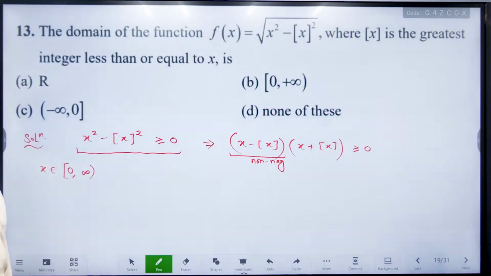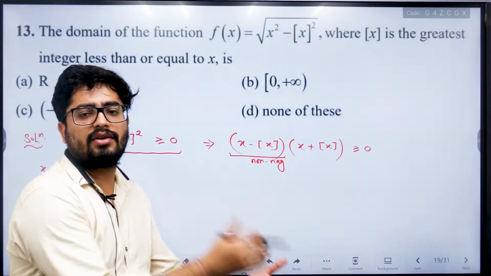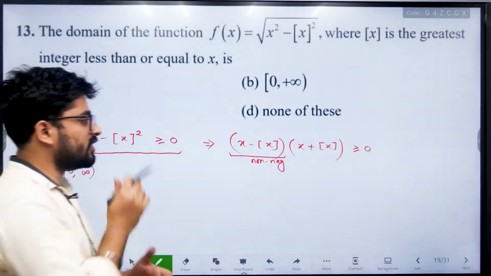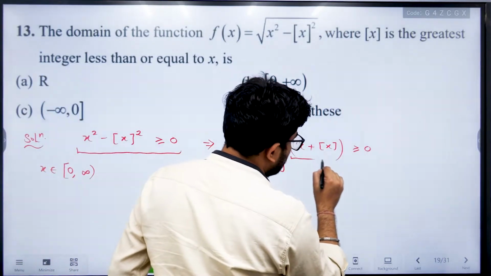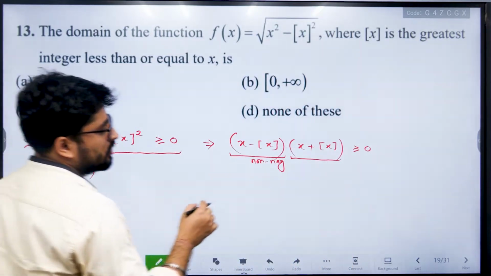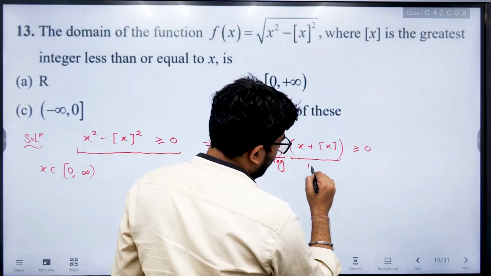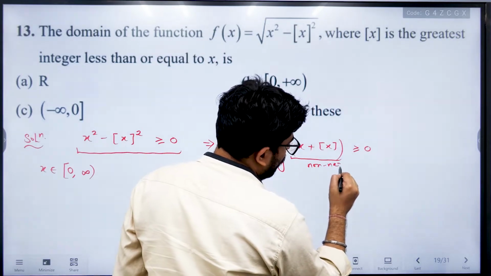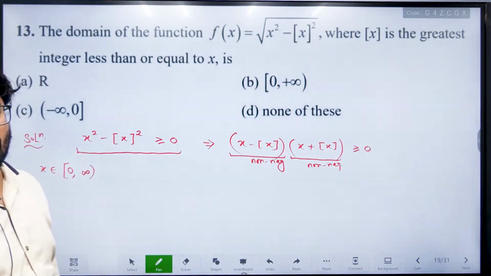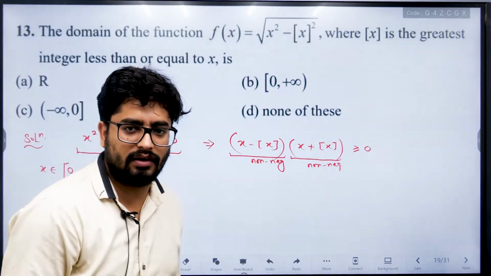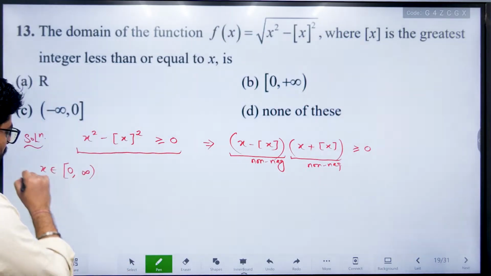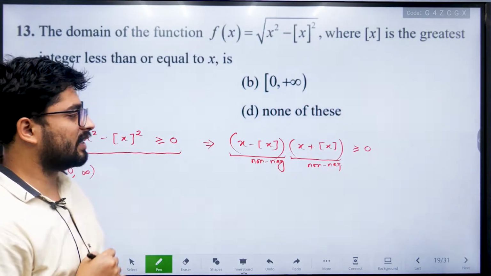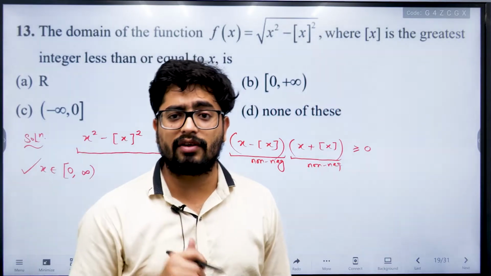x is always greater than or equal to the greatest integer x. And if x is positive or non-negative, this is a non-negative value. So the product of two non-negative values is non-negative. So you can say x can take any non-negative value.